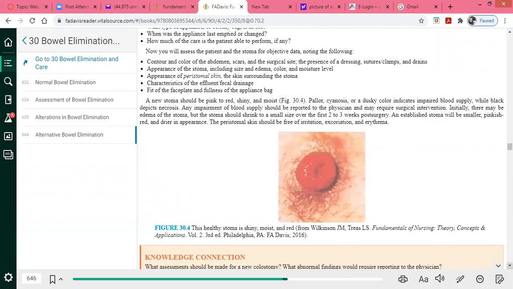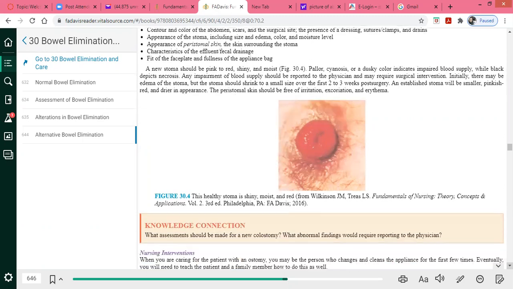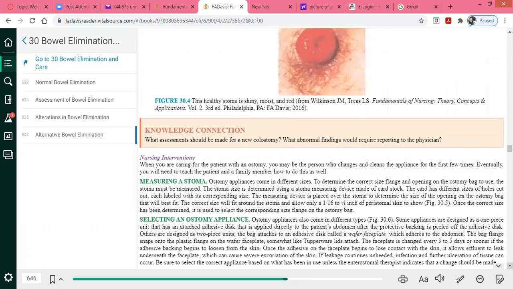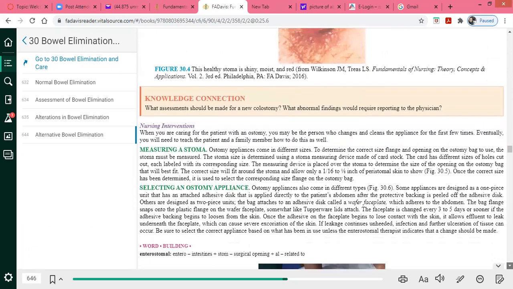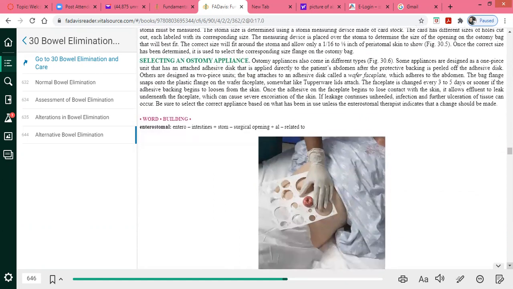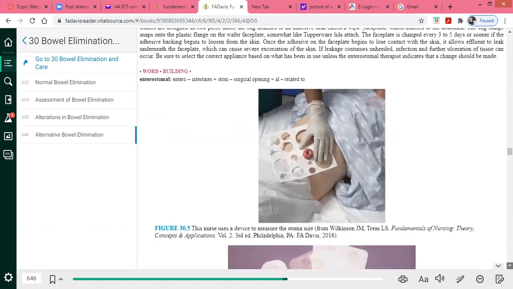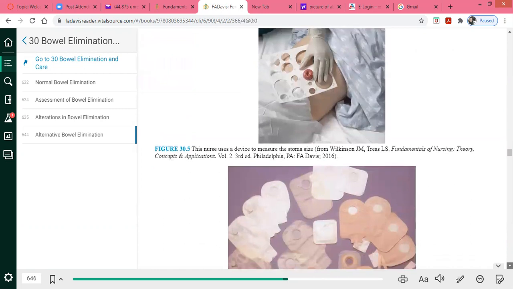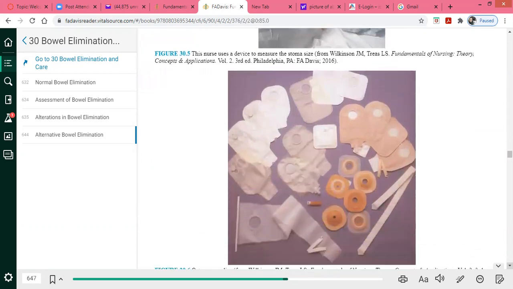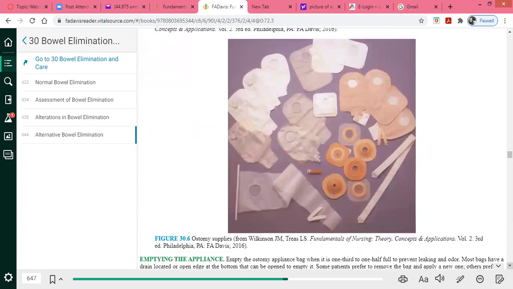And it talks about how, to determine the correct size, the stoma needs to be measured. It also talks about when you are putting these different appliances on your patient, you need to know when to actually remove it or when to empty it, and it should be emptied when it's about 1/3 to 1/2 full.